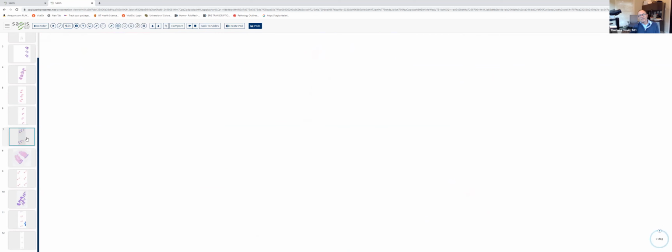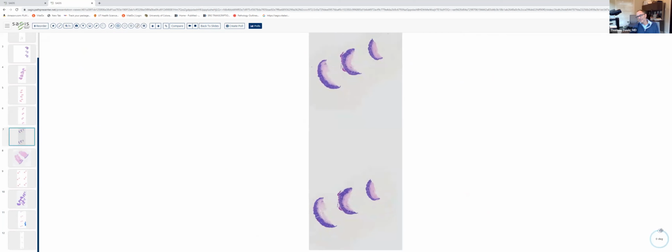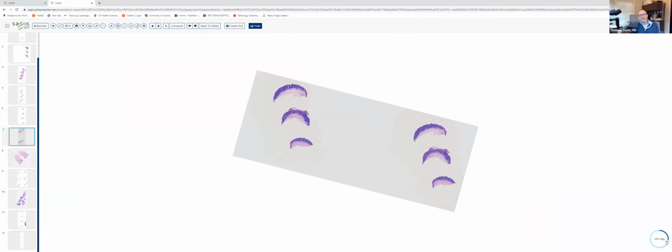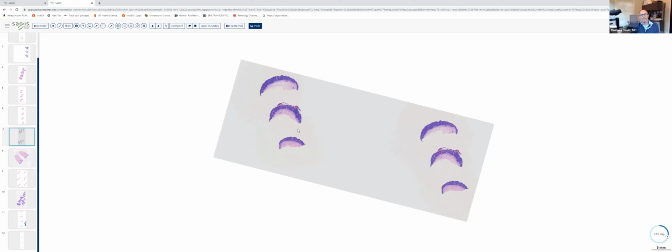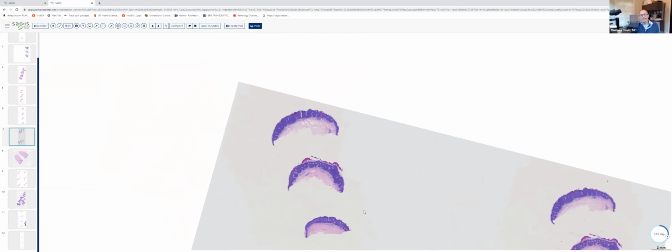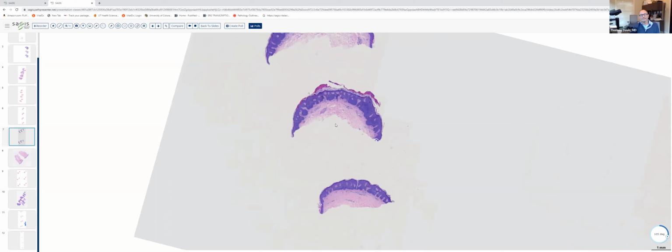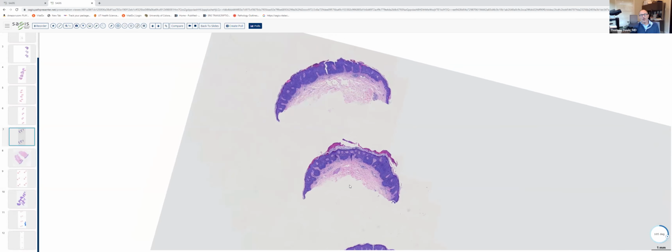Moving on to slide number 7. Slide number 7, we have a trisected shave biopsy specimen. And if we zoom in and study this lesion on low power, we can see that the epidermis is hyperplastic, characterized by very uniform epidermal hyperplasia. The surface of the specimen is gently papillated, and there are some alterations in the stratum corneum.